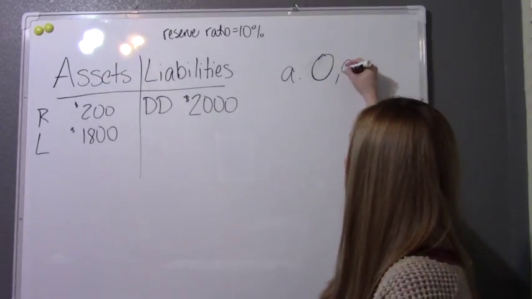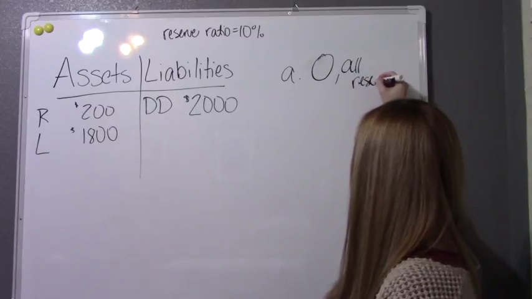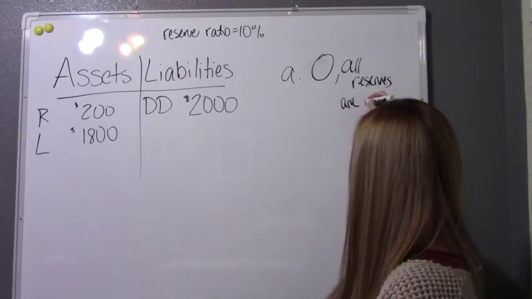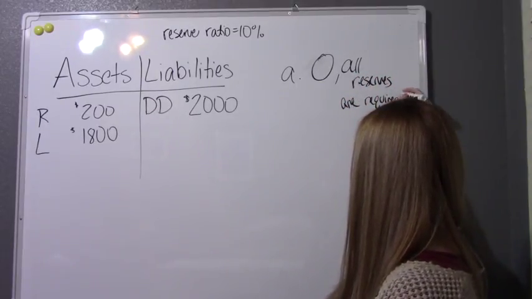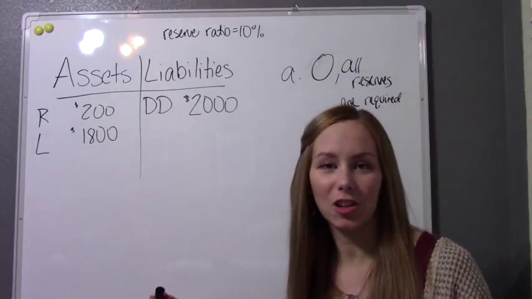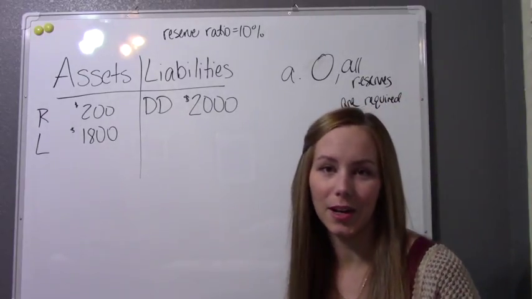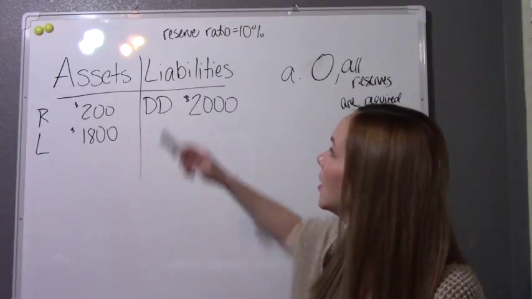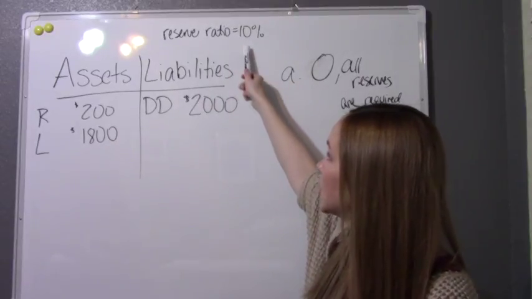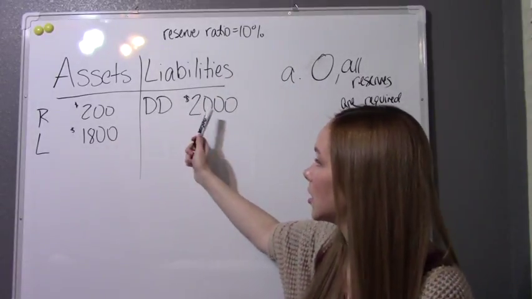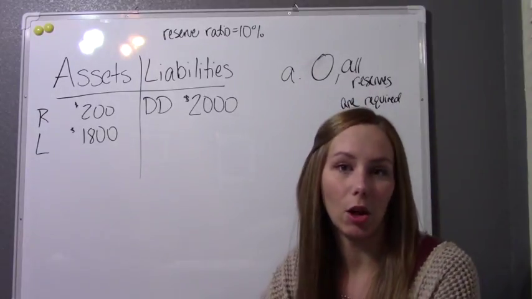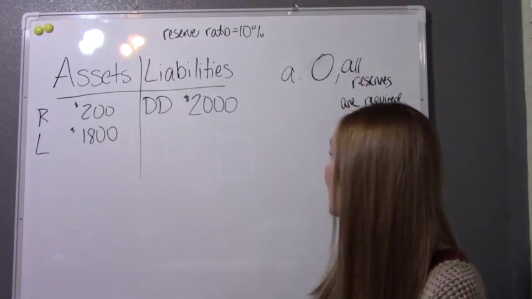All reserves are required. And on the actual AP test you would want to have a little bit more lengthy explanation. All reserves are required because the reserve ratio is 10%. $200 is 10% of 2,000, so they don't have any extra money to loan out. Okay, so that's part A.